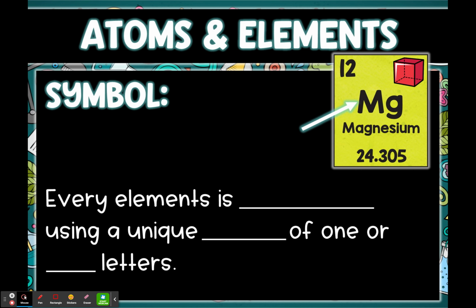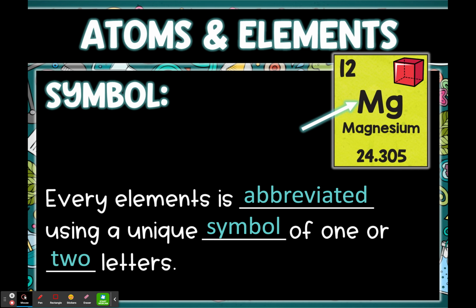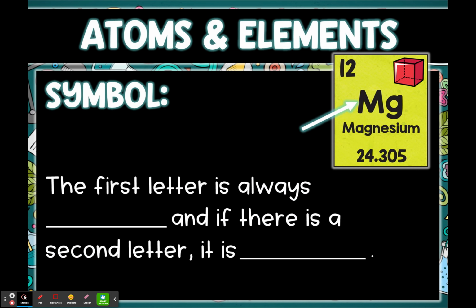Okay, so if you're reading about magnesium on the periodic table, this next part points to the atomic symbol. Every element is abbreviated using a unique symbol of one or two letters. So magnesium's atomic symbol is Mg. The first letter is always capitalized, and if there is a second letter, it is lowercase.